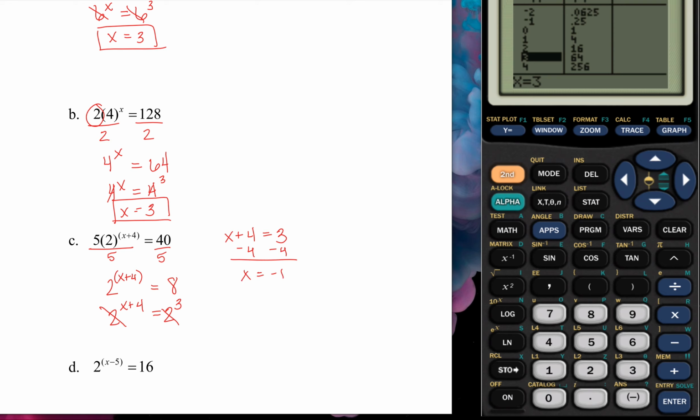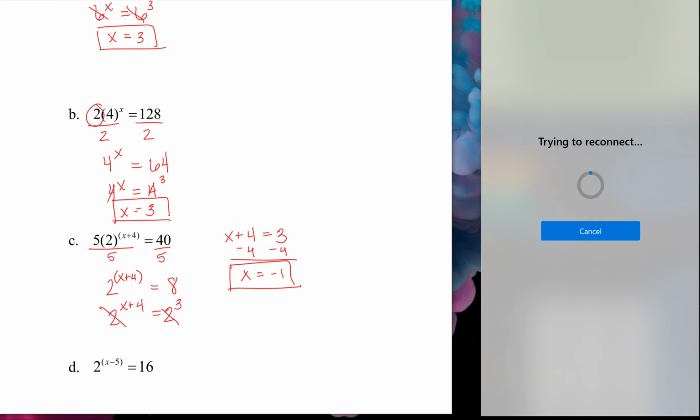Now, I would highly suggest, whenever we get into much more complicated things, we're going to go in and check our solution. So we're going to plug in 5 times 2 raised to the power of, and instead of x plus 4, I'm going to put -1 plus 4, and I'm going to see if I can get 40. Now remember, anytime you raise an exponent in your calculator, you're going to put it in parentheses, right? We hit enter. And of course we get 40, so we know that we did our work properly, and we get to say that is our answer.